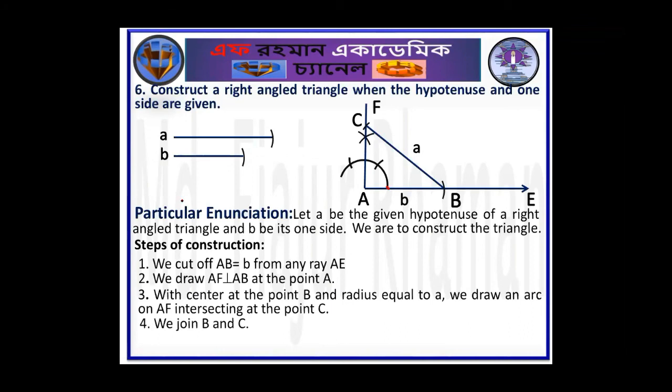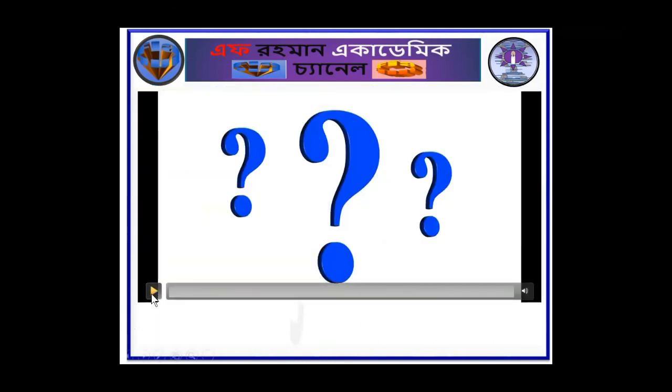In the triangle ABC, A is the right angle, and side a is opposite to this right angle. That's why a is the hypotenuse, and b is another side. That's why you can easily say ABC is the required right angle triangle. Therefore, ABC is the required triangle.